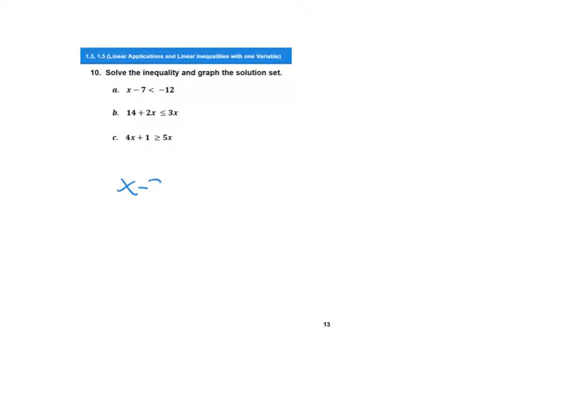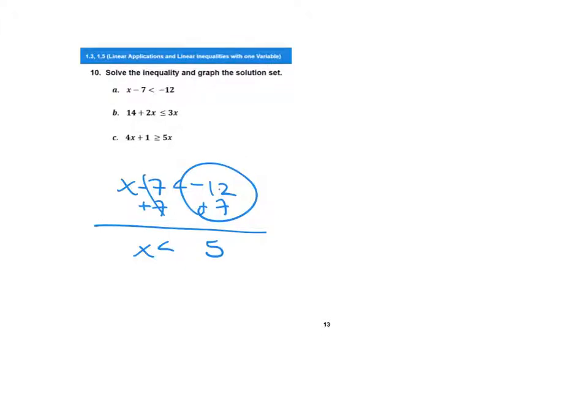Here we've got x minus 7 is less than negative 12, so I'm going to add 7, just like solving an equation. X is less than negative 12 plus 7. You have to be careful with your integers. The signs are not the same, so you can subtract. 12 minus 7 is 5, and keep the sign of the larger absolute value. Negative 12 or 7, which one has the largest absolute value? Negative 12, so the answer is negative 5. When you go to graph that, you're not going to include negative 5, but you want everything left of it.